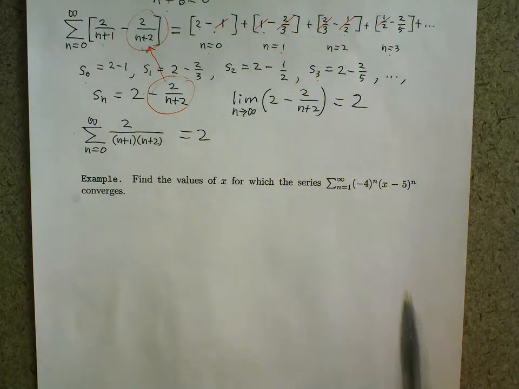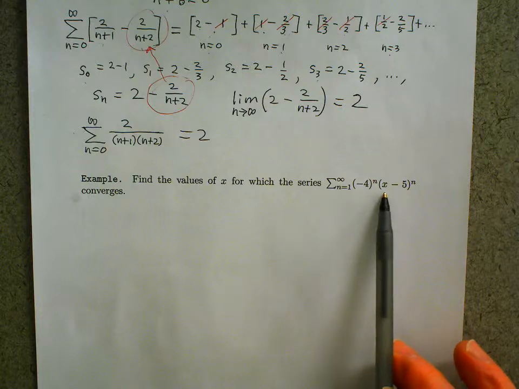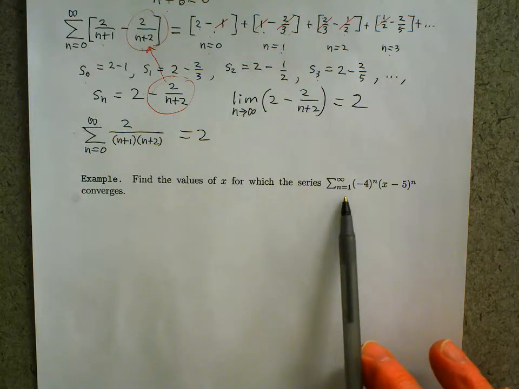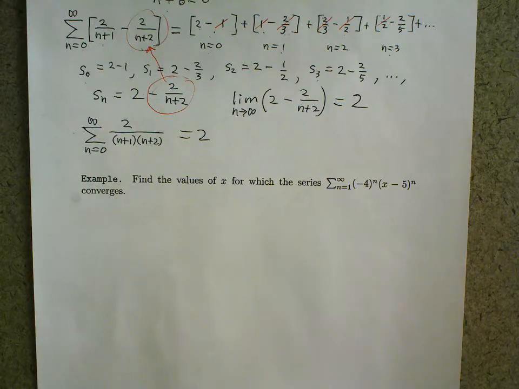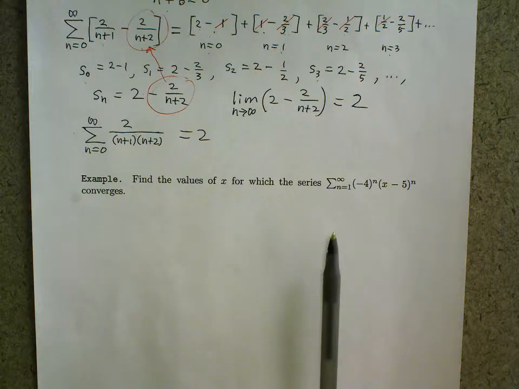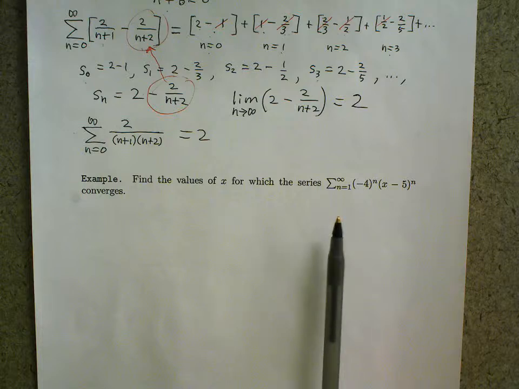Okay, the next example, find the values of x for which the series, the terms are -4 to the n times x minus 5 to the n, as n goes from 1 to infinity. Find the values of x for which this series converges. We'll also determine what the series converges to in terms of x for those x values. So any ideas on how to go about this?